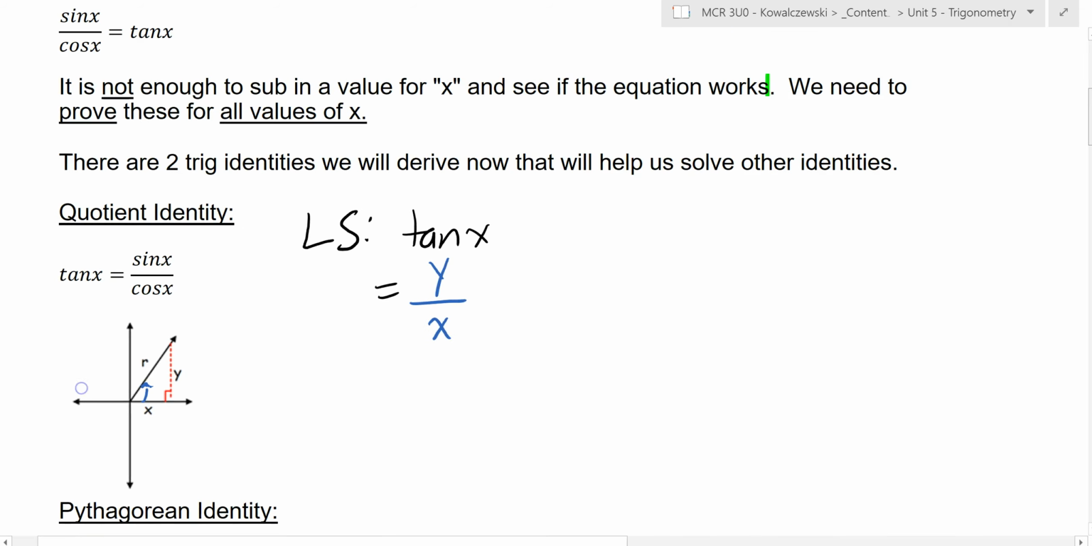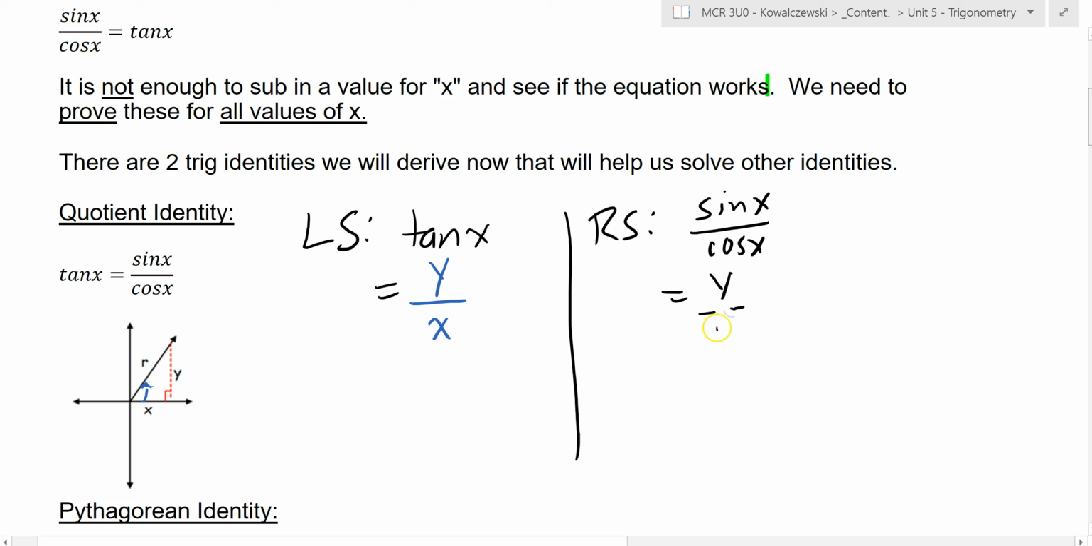So what I'm going to try to prove now is that sine x over cosine x will give me the exact same result. So let's take a look. Let's just separate this a little bit. My right side is sine x divided by cosine x. Looking at that triangle again, sine x for that triangle would be y over r. That's opposite over hypotenuse. That will be divided by cosine x, which is x divided by r. I've written a division sign instead of a fraction, just so it's a little more clear. So we know by now how to divide a fraction. We multiply by the reciprocal, so multiply by r over x.